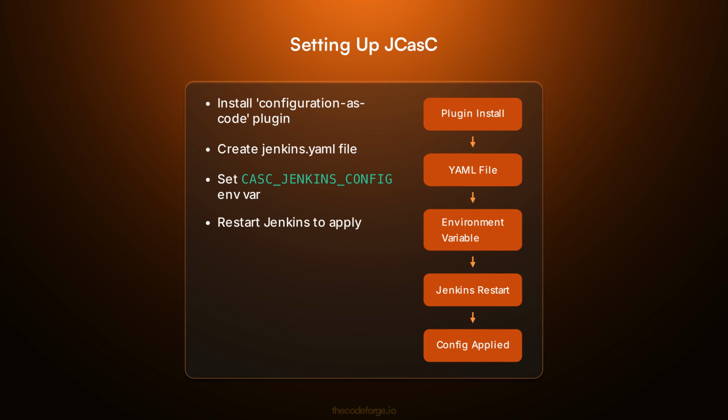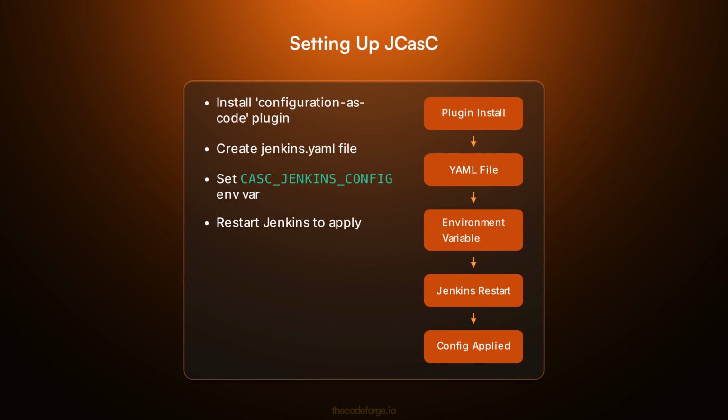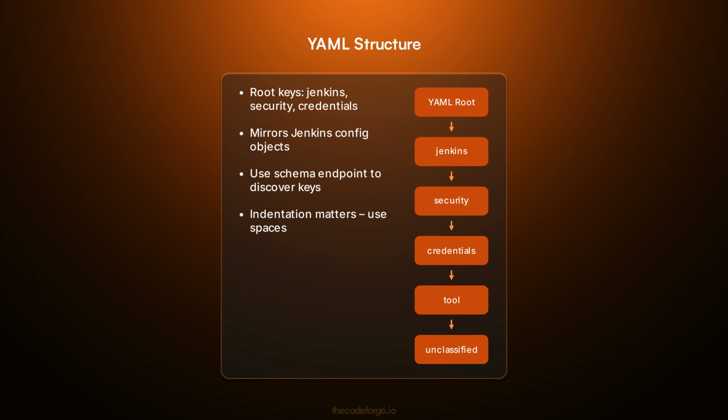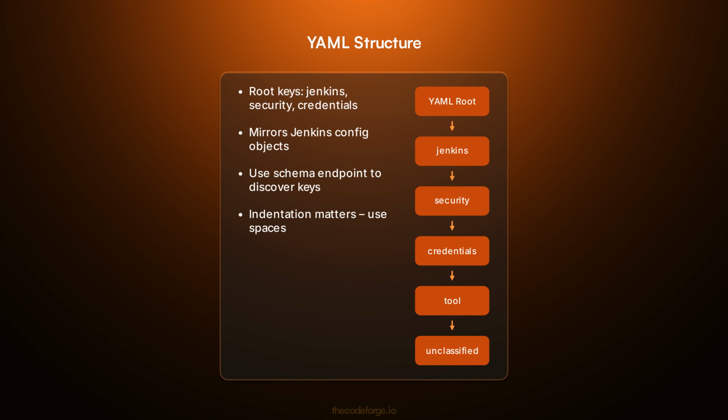To get started, install the plugin, create a Jenkins YAML file, and point Jenkins to it via the JCasC environment variable. On restart, Jenkins applies the configuration automatically. The YAML structure mirrors Jenkins configuration objects. The root keys include jenkins, security, credentials, and more. You can use the configuration-as-code schema endpoint to discover all valid keys.